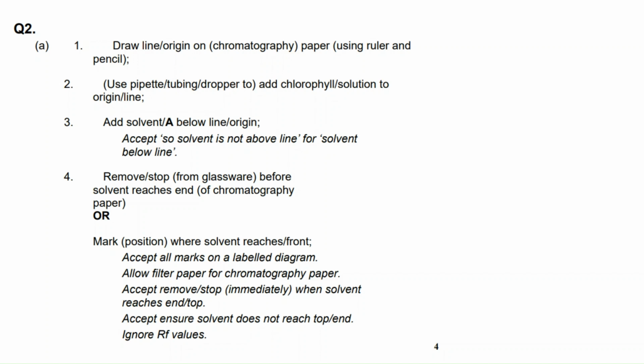And then the other things that it accepts as well. So you can actually draw the experiment and label it. I'm the type of person that just prefers to write. But if you're the type of person that likes diagrams, feel free, it does take a lot of time, but feel free to do that. They do allow filter paper instead of chromatography paper.